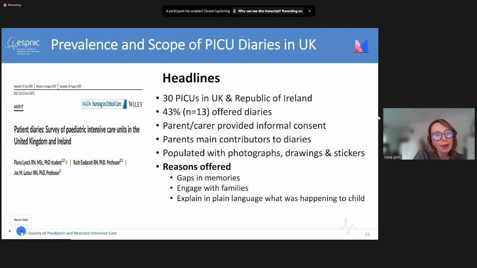And actually the parents were the main contributors to the diary. So the nurses primarily would commence them, but then handed them over to the families to continue to write in them. And they were populated with both the written word, but photographs and drawings, and using stickers and colourful ways of being able to explain to the child what may have happened. And they were offered as a way of filling gaps in memories and engaging with the families. And as we talked about, explaining in plain language.